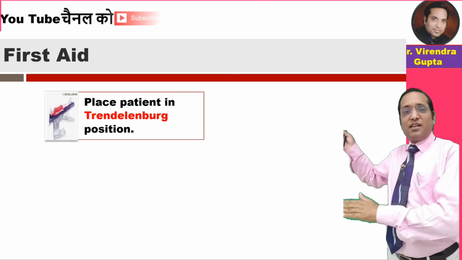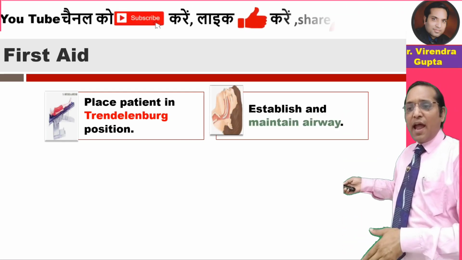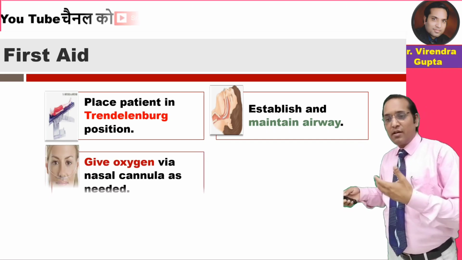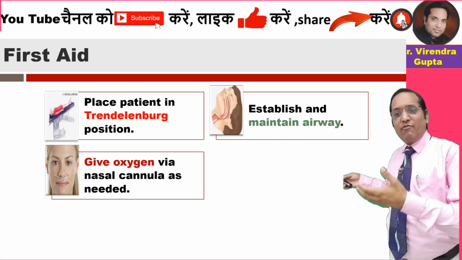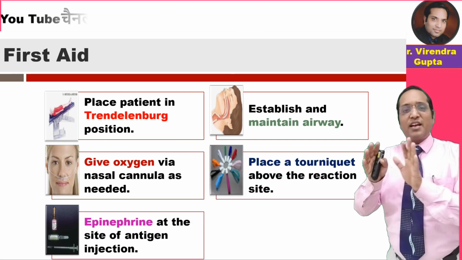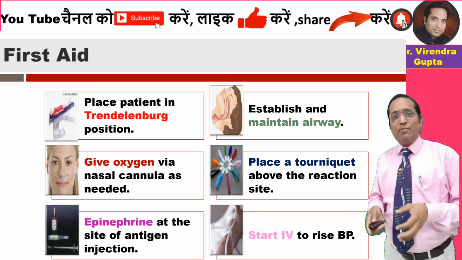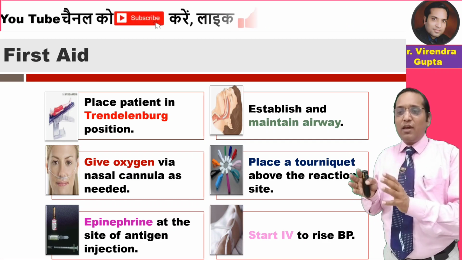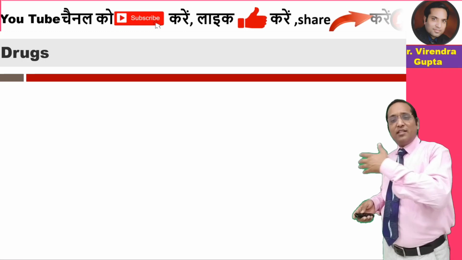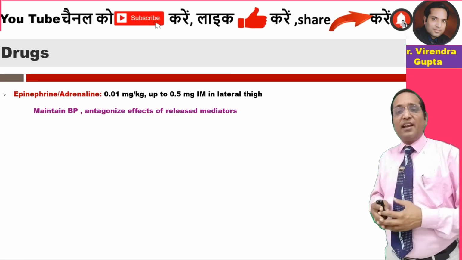We should place the patient in the Trendelenburg position, where the head is down and the legs are up, and establish the airway and maintain it with the position, and give oxygen via nasal cannula as needed, and place a tourniquet above the reaction site. Epinephrine or adrenaline can also be injected at the site of the reaction, and start IV to raise the blood pressure or maintain the circulation.